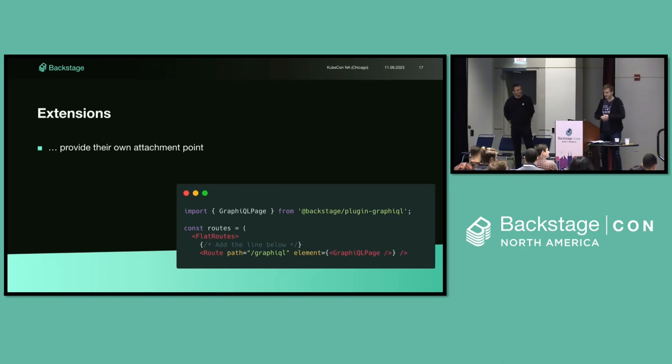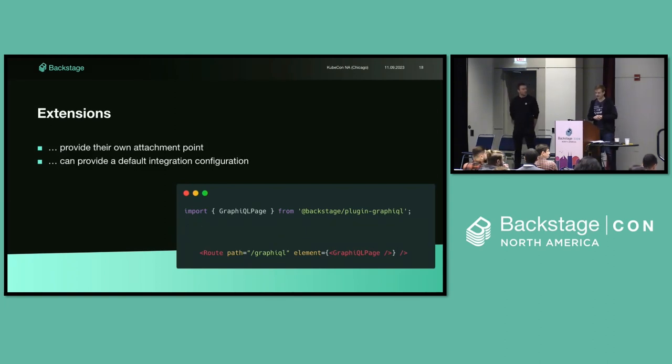So in the new system, each extension provides its own attachment point. Now, attachment point is what we call the location in the app that an extension is installed at. So in this case, we're installing the GraphQL page as a top-level route of the app. Now, in the new system, extensions can provide the attachment point themselves, so we can get rid of that. Extensions can also provide a default integration configuration. In this case, it's the route path that we want our page to be rendered at, so let's drop that bit too.